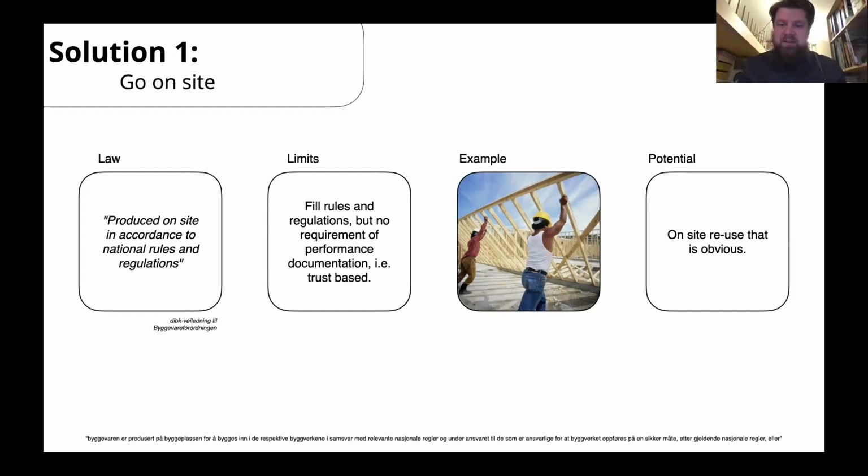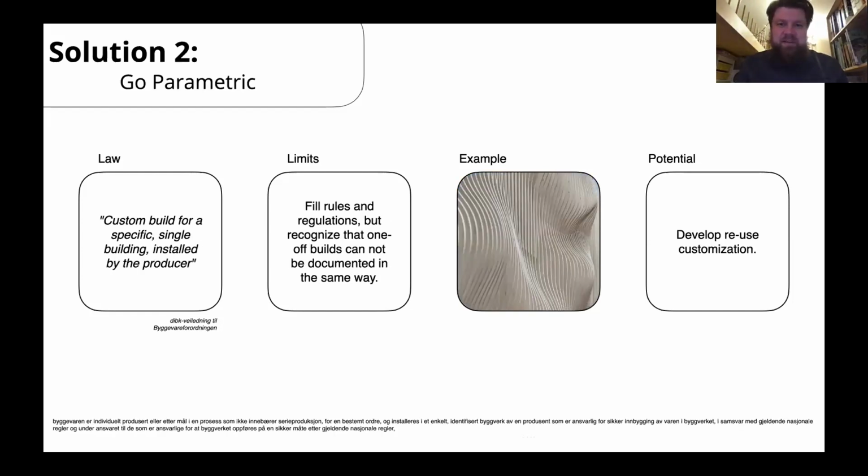The other specific solution is that if you go for a custom build for a specific single building and you install it yourself, you can do stuff like a stairwell or parametric wall or something. This has a huge potential in terms of how we actually design with reused materials. We could take them into custom processes and therefore be allowed to reuse more materials.